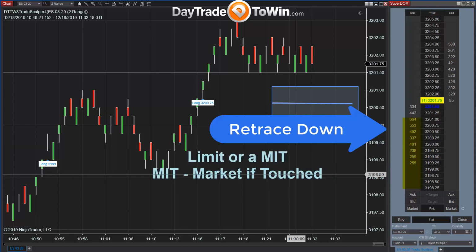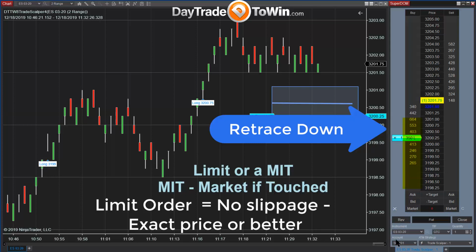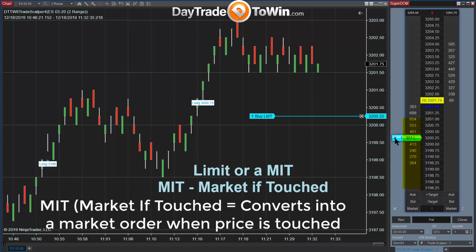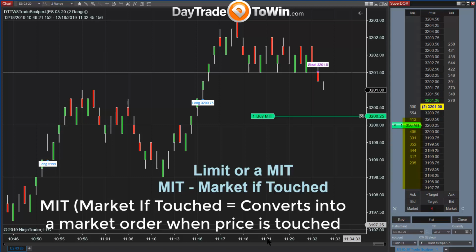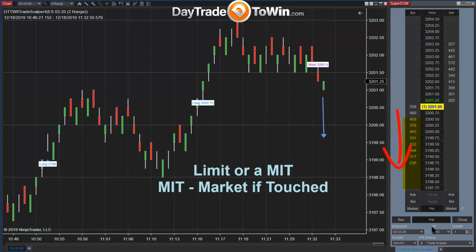So the idea behind using a limit order is that you don't have any slippage. You're saying, I want, for example, this exact price or better. So when it comes down and touches this price, I want that specific price or a better price. If I instead used a market if touched, as soon as it touches 3,200 and a quarter, it converts itself into a market order. Both orders have to work in the same way. They have to come down to the market in order to be filled as a buyer.